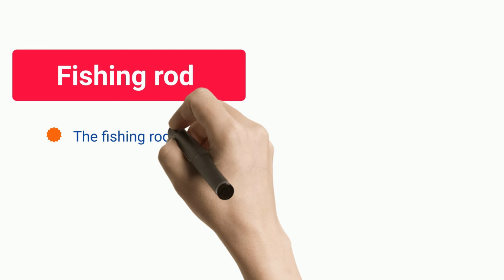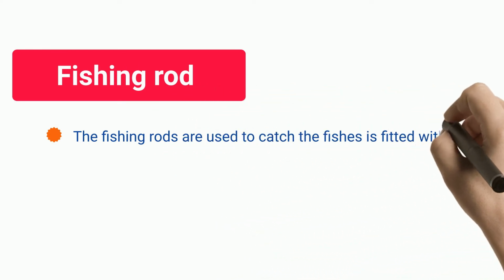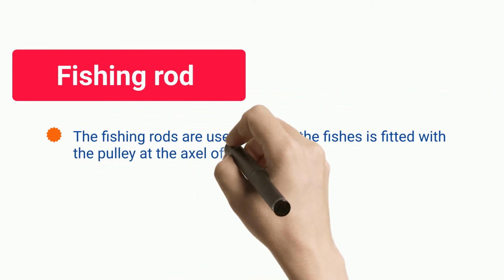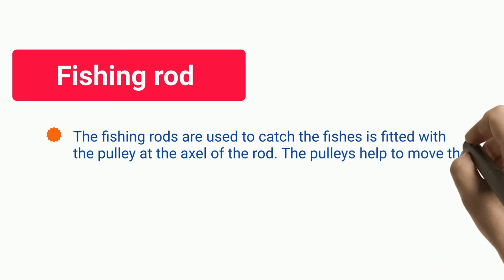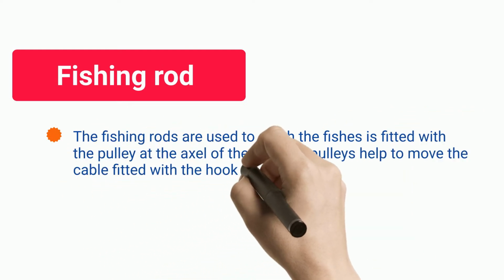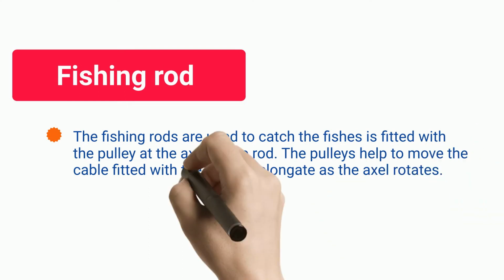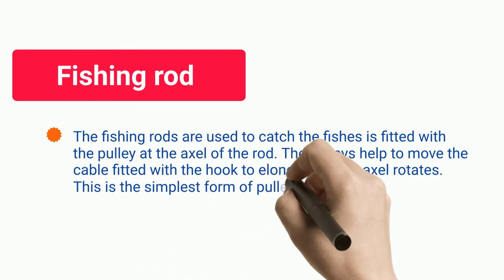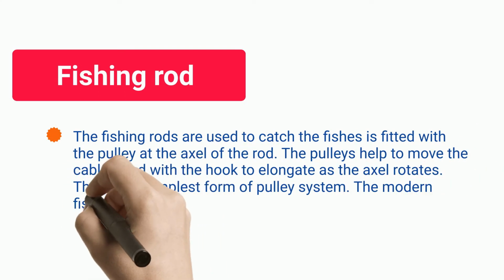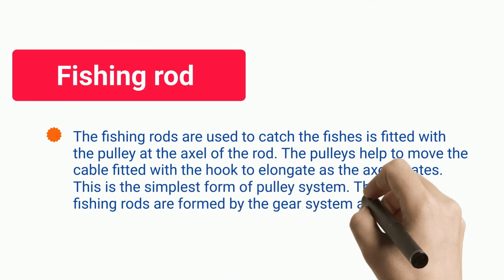Fishing rod. The fishing rods used to catch fish are fitted with a pulley at the axle of the rod. The pulleys help the cable fitted with the hook to elongate as the axle rotates. This is the simplest form of pulley system. The modern fishing rods are formed by the gear system also.